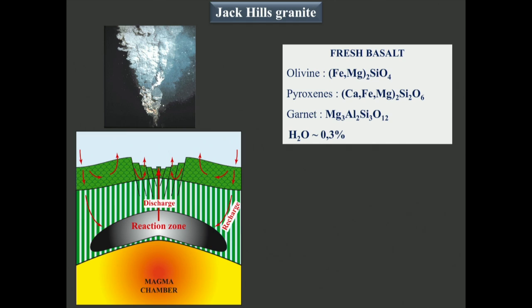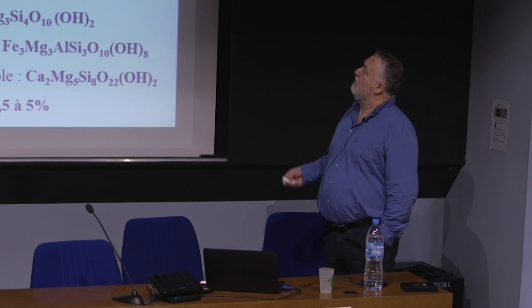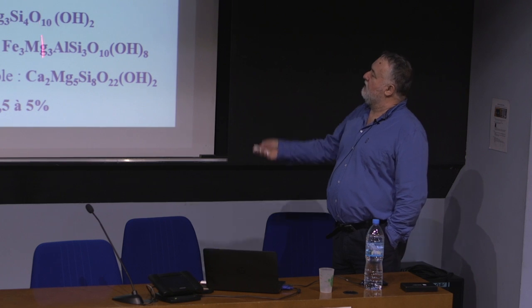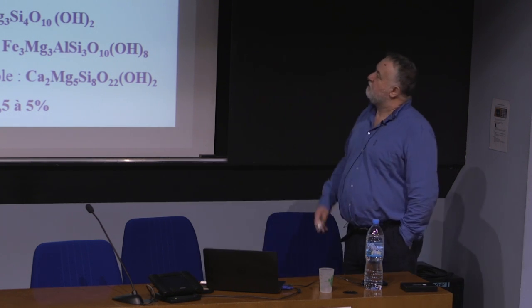And of course water interacted with the minerals, with these dry minerals, and the resulting minerals are some kind of antigorite that contains a lot of water, talc with a lot of water, chlorite with water, amphibole with water. And the amount of water included in these minerals can be as high as 5%. So this is this kind of hydration of dry minerals into hydrous minerals.